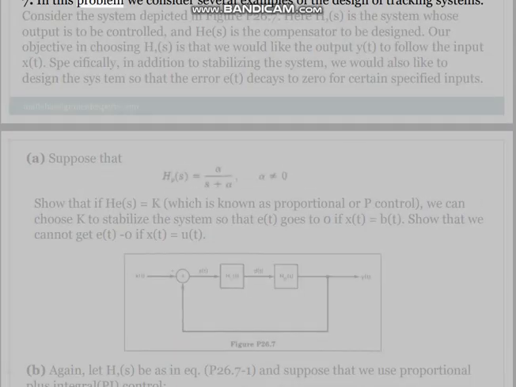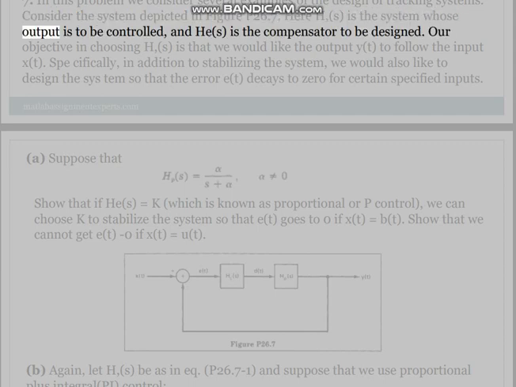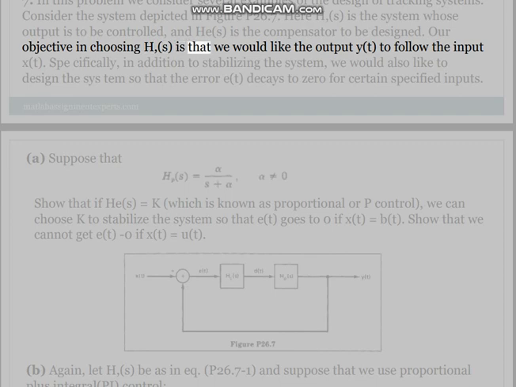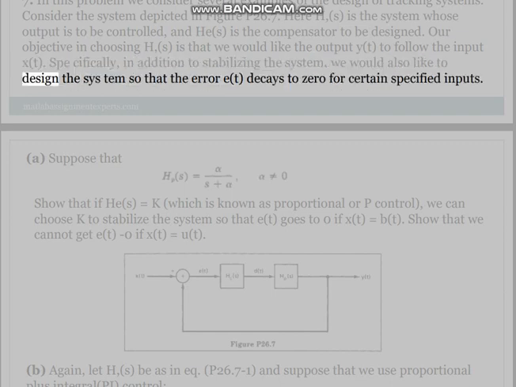7. In this problem we consider several examples of the design of tracking systems. Consider the system depicted in Figure P26.7. Here H(s) is the system whose output is to be controlled, and H_c(s) is the compensator to be designed. Our objective in choosing H_c(s) is that we would like the output y(t) to follow the input x(t). Specifically, in addition to stabilizing the system, we would also like to design the system so that the error e(t) decays to 0 for certain specified inputs.